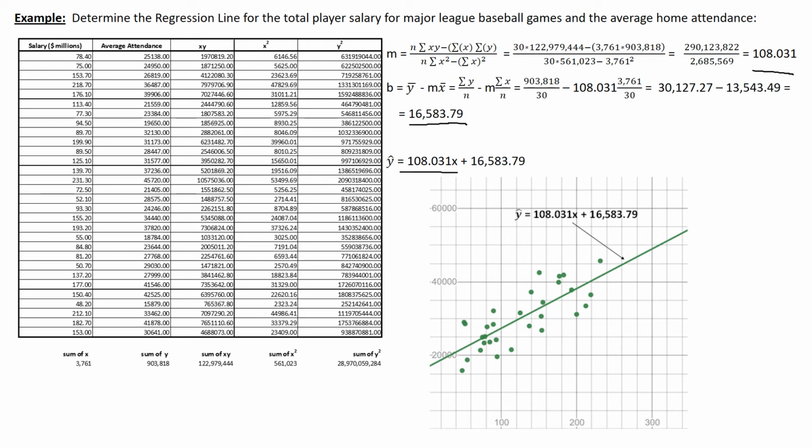108.031x, which is the salary in millions. I multiply that number times the salary, and I got a y-intercept of 16,583.79. And I can predict. Now, it's fairly loose. That's not the only predictor, but it shows that there is a positive correlation. The more salary the team pays, the higher the attendance. So this shows a positive correlation, but there are obviously other factors involved. But again, we can predict with this line.